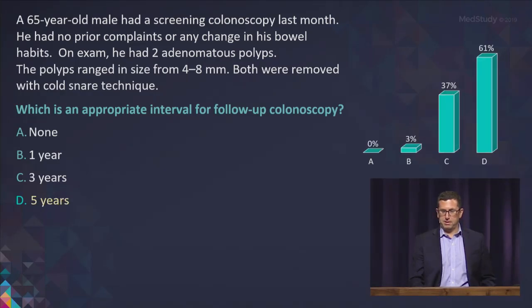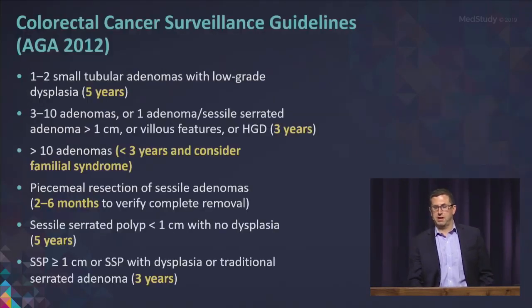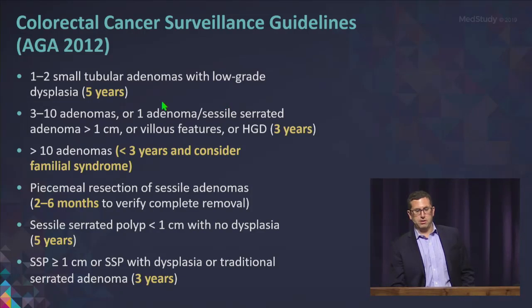All right, good. Most people got that. So it's just a straight up guideline. If you have 2 small adenomatous polyps, it's 5 years. So here are the guidelines. These are the AGA guidelines from 2012. 1 to 2 small tubular adenomas, meaning less than 1 centimeter in size, 5 years.